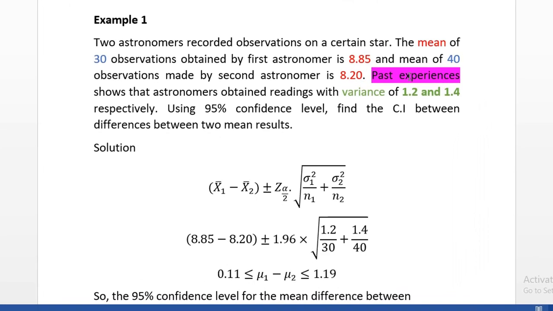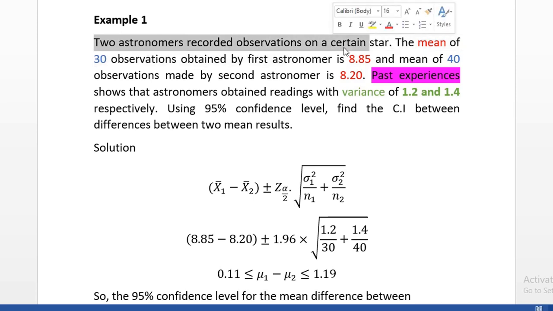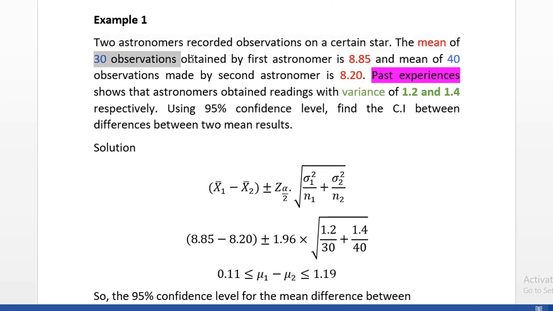Here I have highlighted with different colors: mean with red, variances with green, and sample sizes with blue. The mean of 30 observations, what is 30? 30 is our sample size. As we are talking about two astronomers recording observations on a certain star, the 30 observations from the first astronomer will be our n1. And what is 8.85? Is it mu1 or bar x1? It is definitely bar x1, because this 8.85 is calculated from these n1 30 observations.